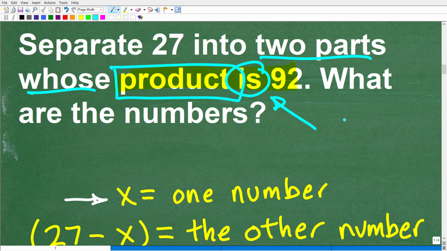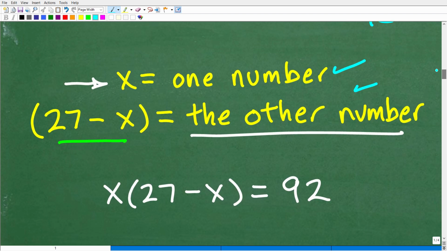And anytime you see the word "is" in mathematics, that means the equal sign. So one number times the other number, when we multiply them together, is going to be equal to 92. So we can build ourselves a lovely algebraic equation just like this. We have one number times the other number. The product is 92. So x times 27 minus x is equal to 92.